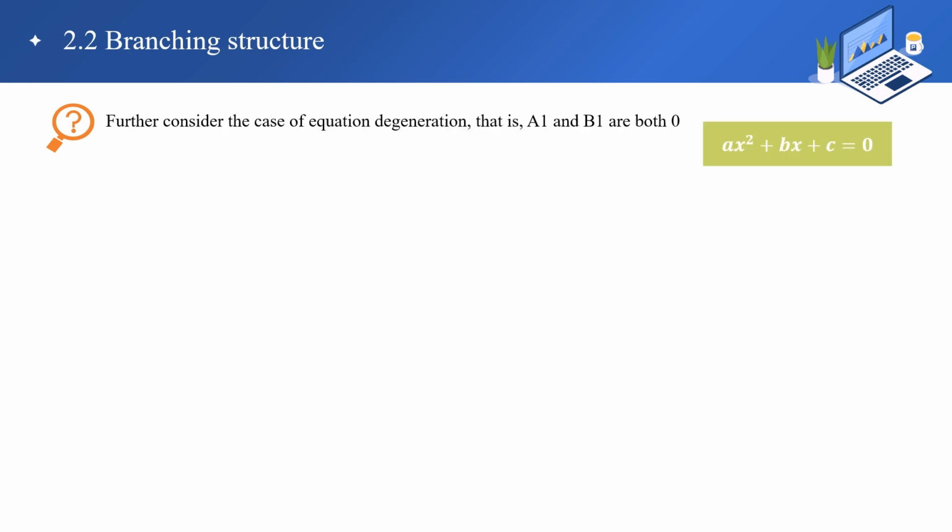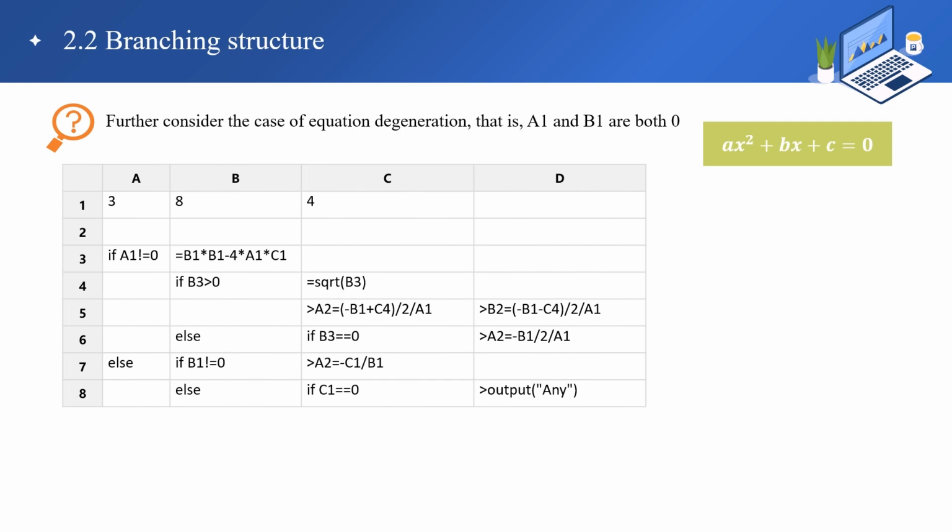We have to further consider the case of equation degeneration, that is, A1 and B1 are both 0. At this time, if C1 is also 0, then any number is the solution of the equation. If C1 is not 0, then the equation has no solution. This is the improved code. When the equation degenerates to 0 is equal to 0, the code does not fill in any solution and outputs an any at the bottom right.